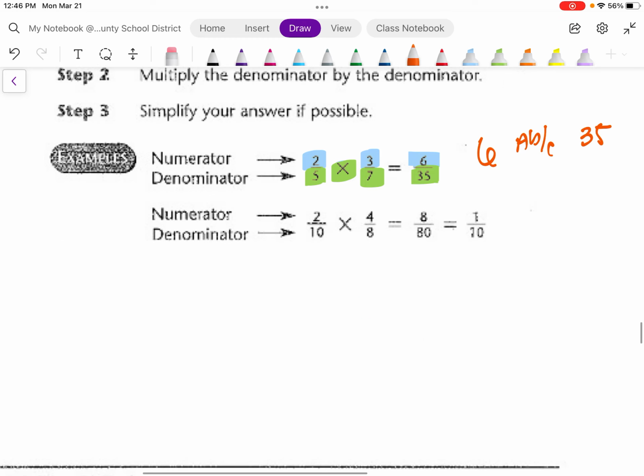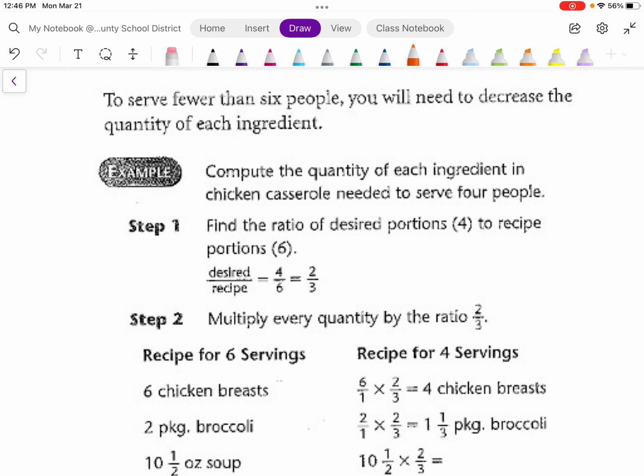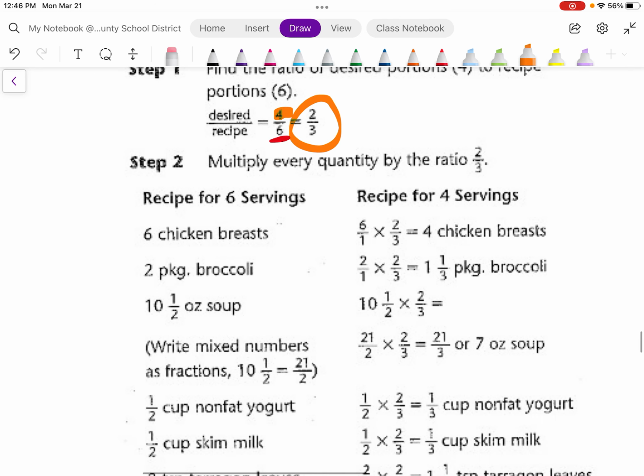Going on to the other side so we can figure out how we're going to do this. To serve fewer than 6 people, you will need to decrease the quantity of each ingredient. So we're talking about the recipe on the previous page. Compute the quantity of each ingredient in chicken casserole needed to serve 4 people. The recipe is made for 6 people, but we only want to feed 4, so we want to make 2/3 of everything that the recipe calls for.